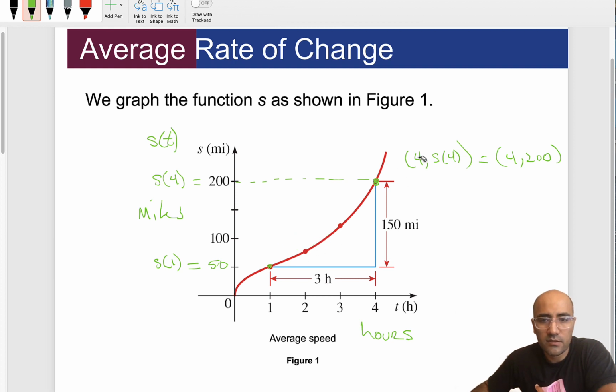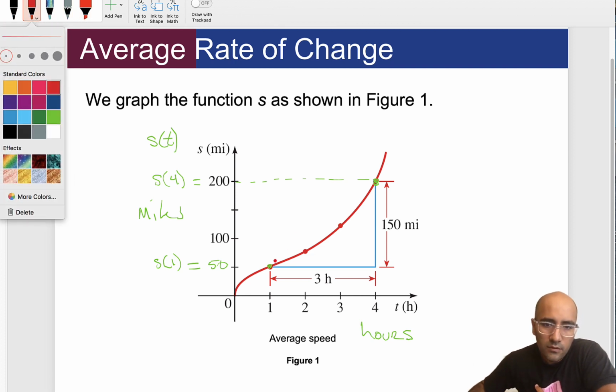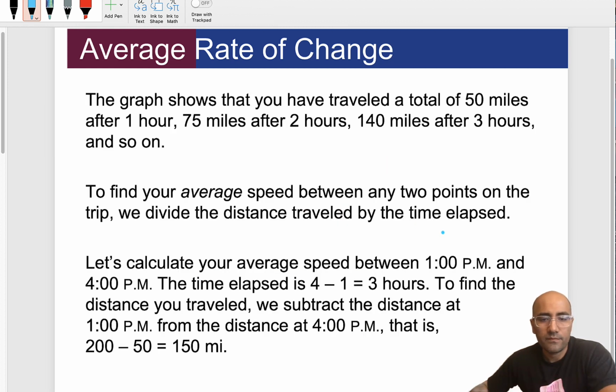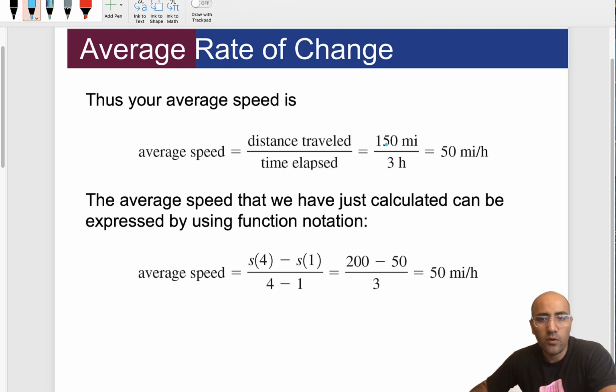So let me erase some of this because it's getting kind of heavy in here. We want to look at the line that connects these two. Oops, how about blue? So we want to look at the line that connects these two right there. And we want to look at the change in the vertical direction divided by the change in the horizontal direction, just like slope. So the average rate of change will be equal to 150 divided by 3, which reduces down to 50. The distance traveled will be 150 miles in the time elapsed, which is 3 hours, which gets us to 50 miles per hour.